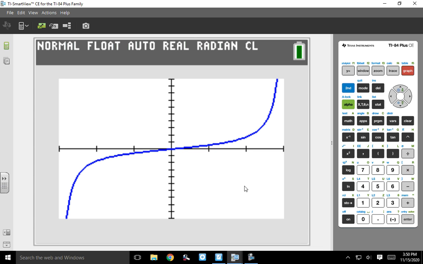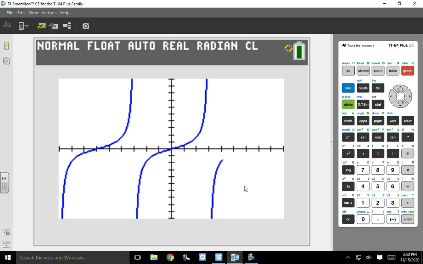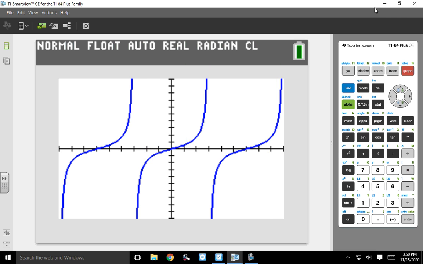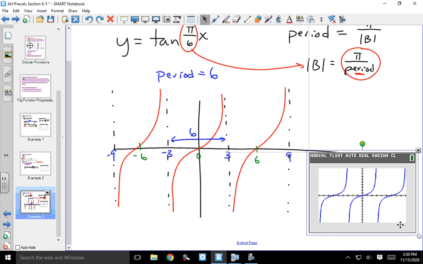Doesn't look all that interesting. Maybe seeing a few more periods would be a little more helpful. Let's go from negative 9 to positive 9, so we'll get 3 periods of this. Yeah, that looks pretty good, actually. I'm going to grab a picture of that because that looks closer to what we sketched. All right, very nice. That right there is the end of section 6-5.